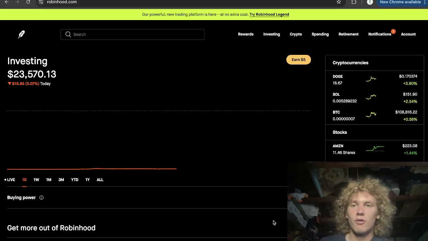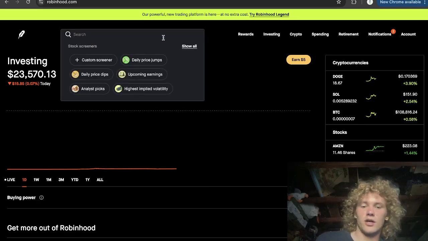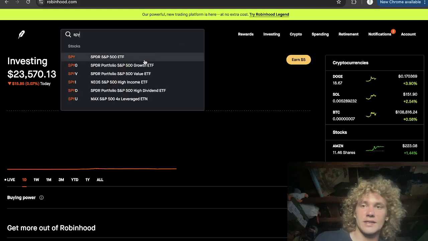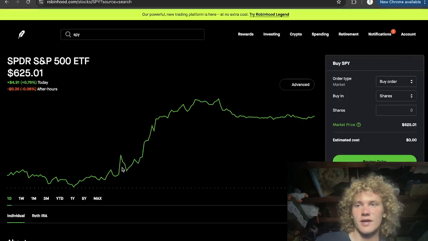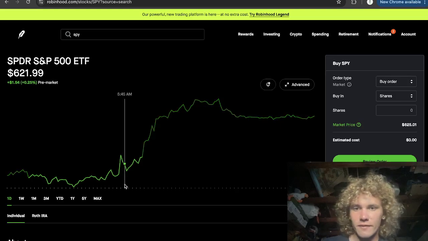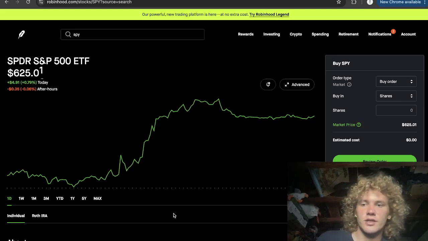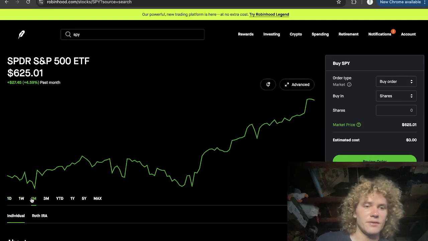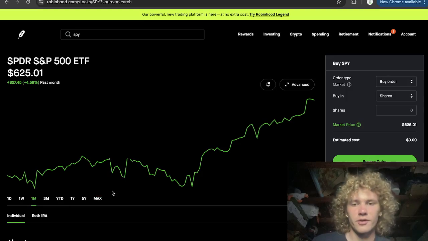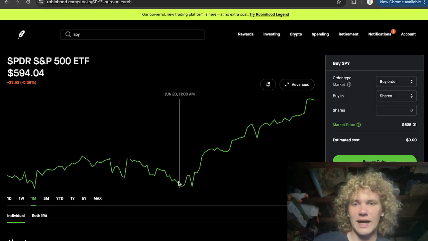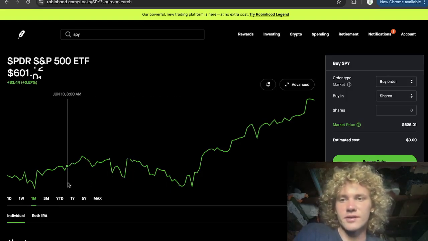So what we're going to talk about today is an option trading strategy on SPY. This is the S&P 500 ETF. The option trading strategy that we're going to talk about today is basically that you're going to want to invest at a certain time every day. So let's look at SPY in the last month. You can see the time frames.